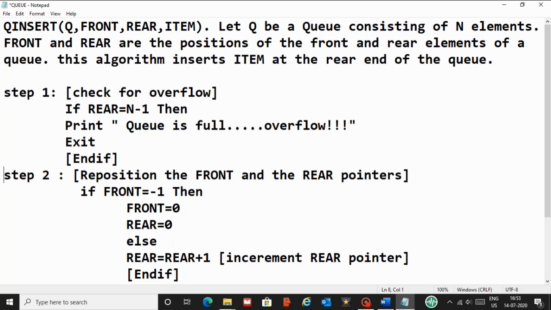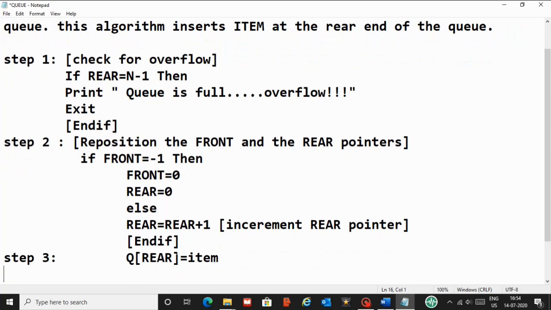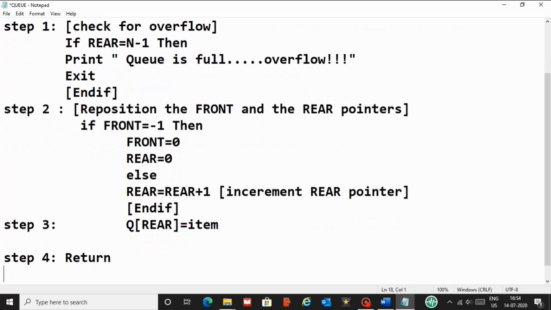Or if it is not true, that is, there is place in my queue but it is not the first element, then rear is equal to rear plus 1. So you will increment the rear pointer by 1, because it would be pointing to a location which has the latest inserted item. So I will say rear is equal to rear plus 1, and then Q of rear is item. If it is the first element, rear will have 0, so Q of 0 will point to that item. Or you increment rear and it will be up to n minus 1. You insert the item in that location and return.